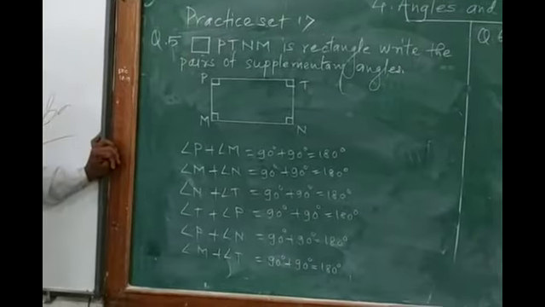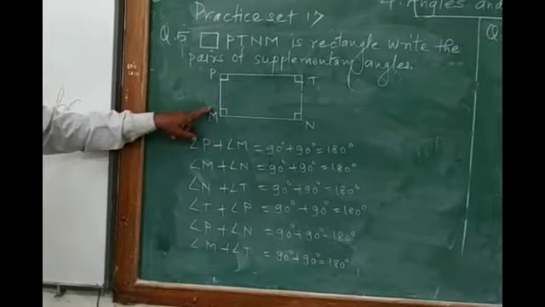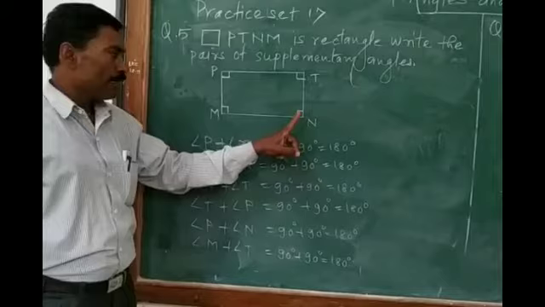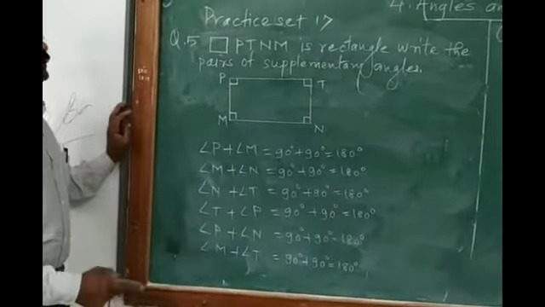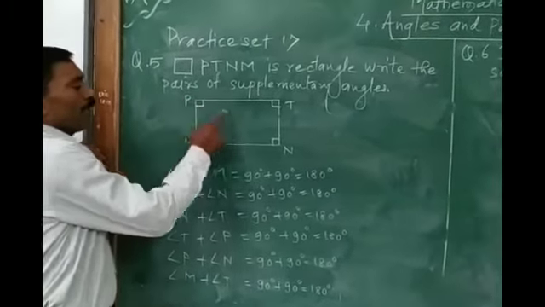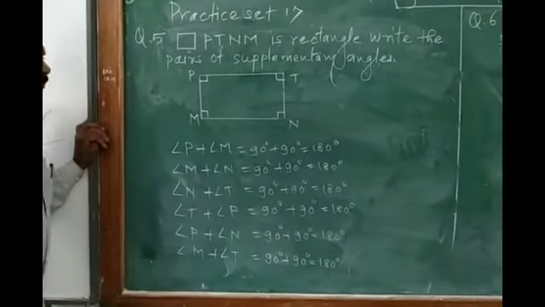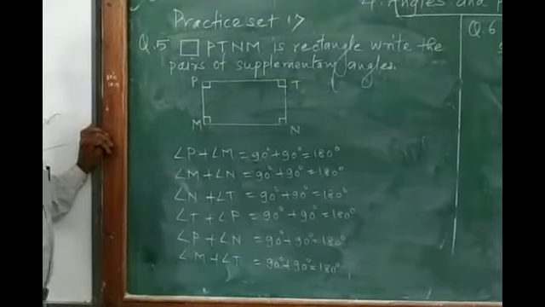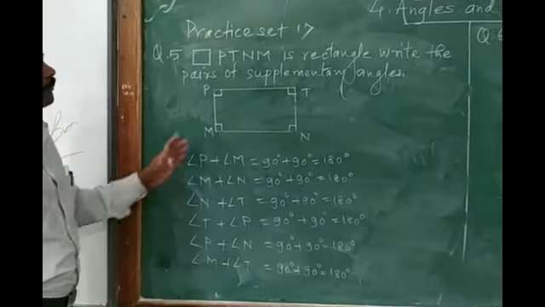Then we can say that the pairs of supplementary angles are angle P and angle M, angle M and angle N, angle N and angle T, and angle T and angle P. As well as the opposite angles P and N, their sum also is 180. Therefore, they are also the pairs of supplementary angles, and M and T, their sum is also 180 degree. Therefore, they are also the pairs of supplementary angles.